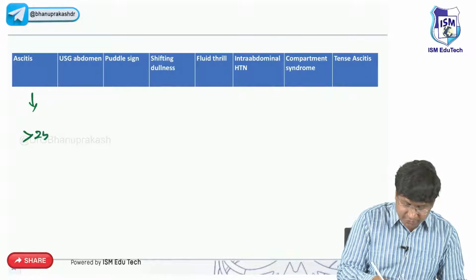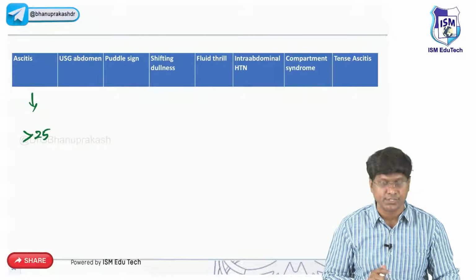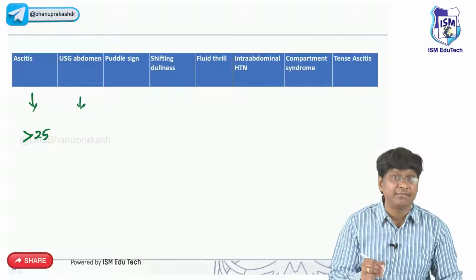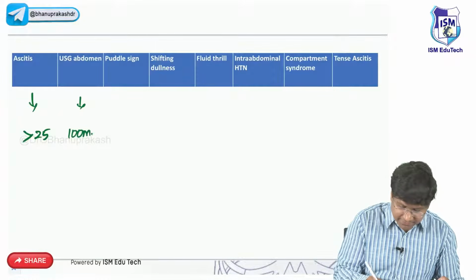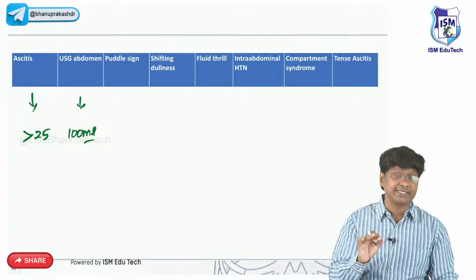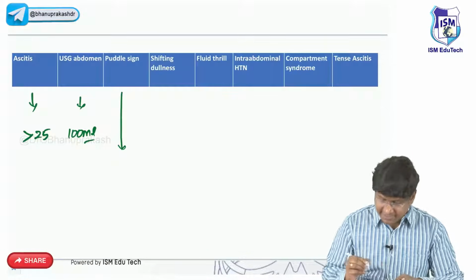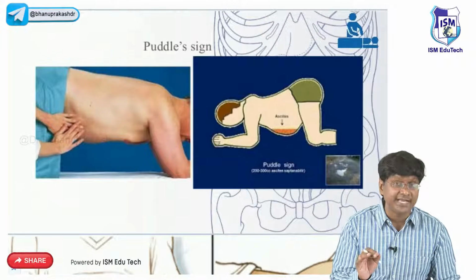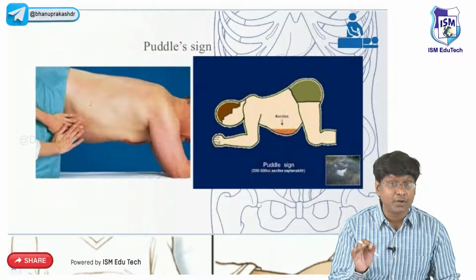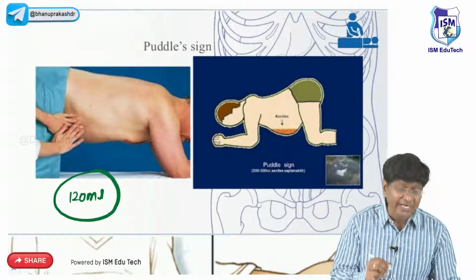When the quantity of fluid accumulated in the peritoneal cavity is more than 25 ml, we call it ascites. USG abdomen can detect ascitic fluid up to 100 ml. And the puddle sign, this is an important image-based question. This is your puddle sign. The puddle sign can detect the quantity of fluid up to 120 ml.